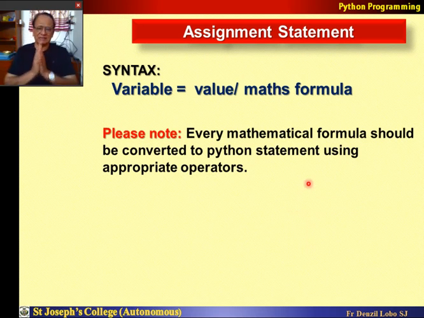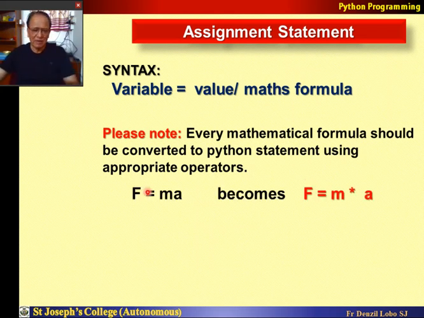With that we come to the assignment statement. As I said, a value is assigned to a variable. Or there is a mathematical expression, the whole calculation, and after calculating, the value is assigned to that variable. So let us see. For example here, f is equal to ma. Now please note, every mathematical formula should be converted to a Python statement using appropriate operators. This is mathematics. F is equal to ma is mathematics. That means m should be multiplied by a. So we have to be very specific here.